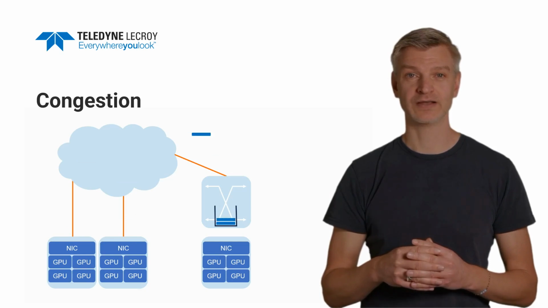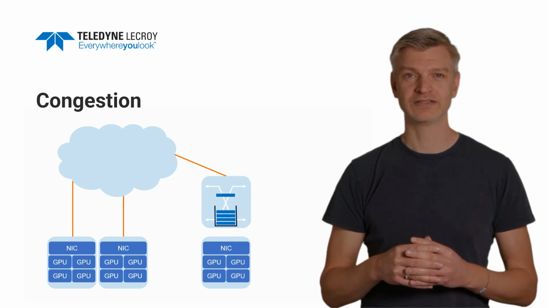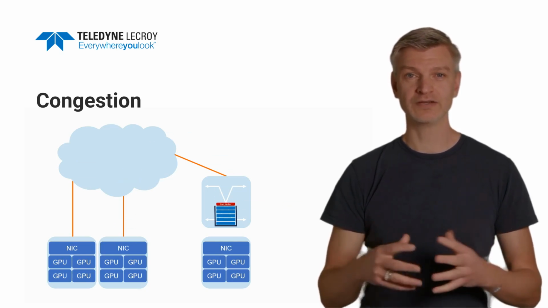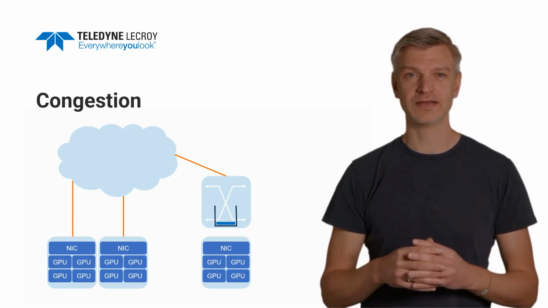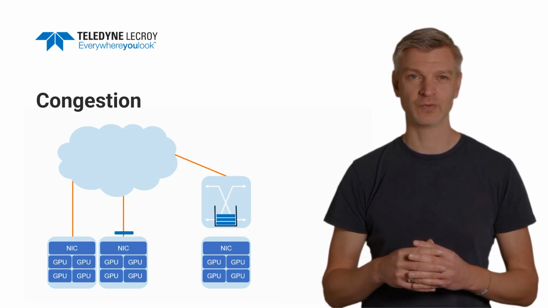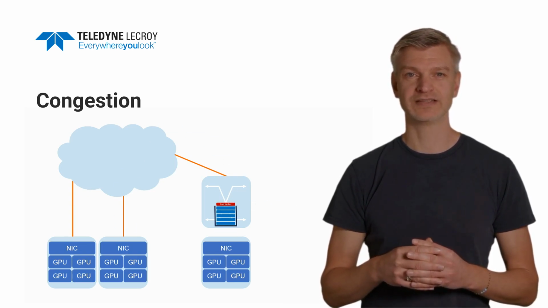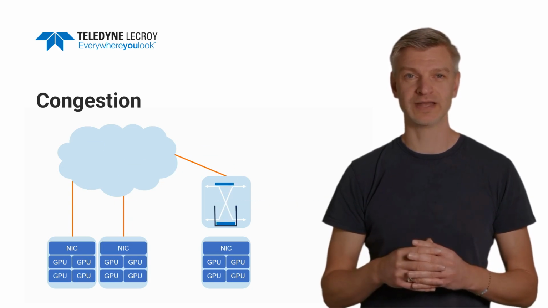As shown here, the traffic patterns in AI networks can very easily lead to congestion, where many transmitters send to a single receiver. This causes the egress queue at the last switch to overflow. Congestion is undesirable because it requires retransmission of discarded packets, which means increased latency and, in the worst case, loss of data.